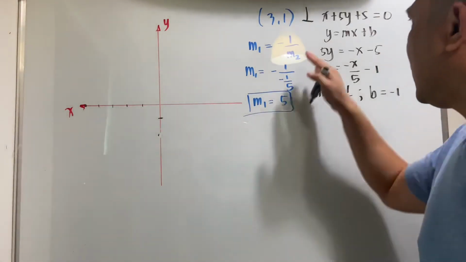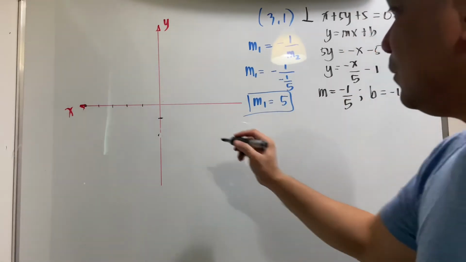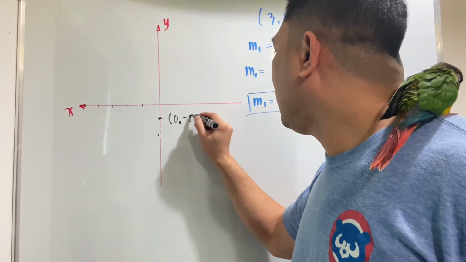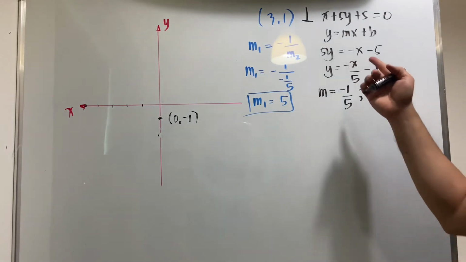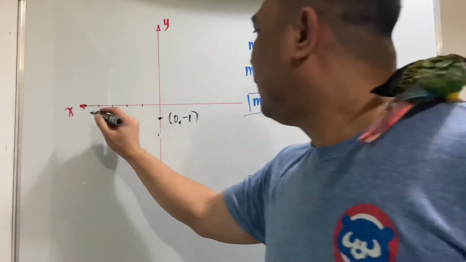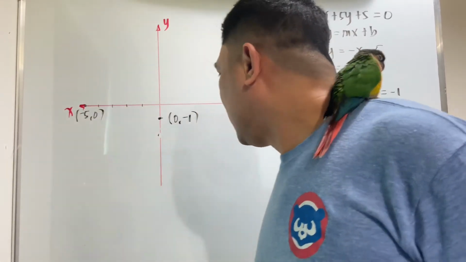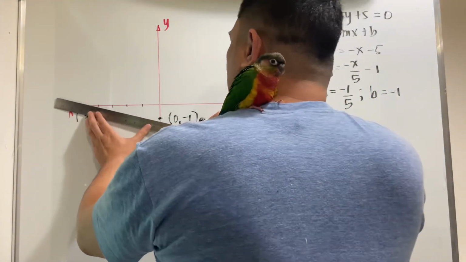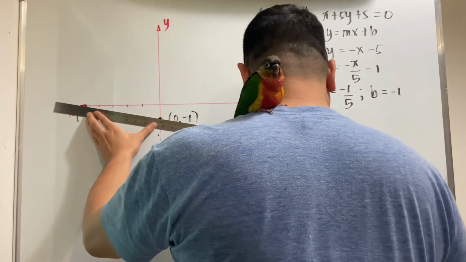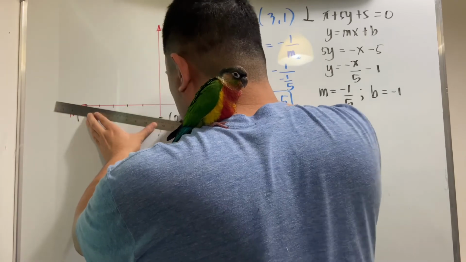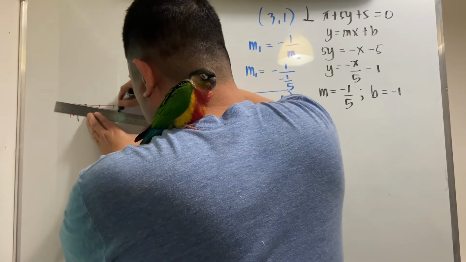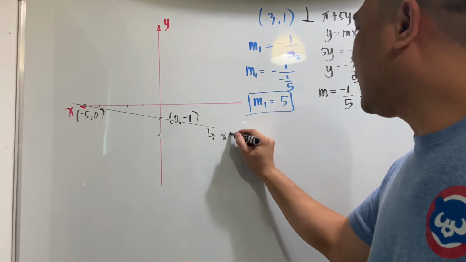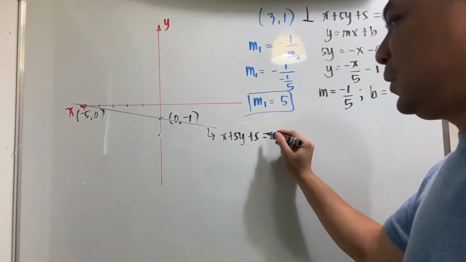So let's try to graph. At x equal to 0, y is equal to negative 1. So the point should be here. Okay? So that would be 0, negative 1. And then at y is equal to 0, x is negative 5. So this would be negative 5, 0. So if you connect those points, the line has a graph somewhat like this. This is x plus 5y plus 5 is equal to 0.